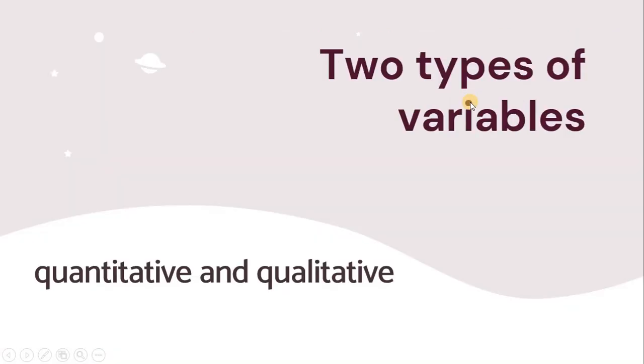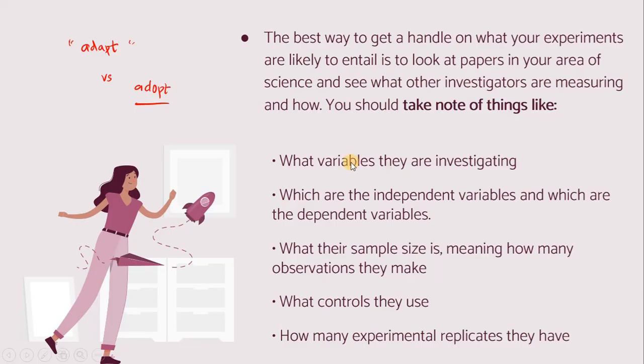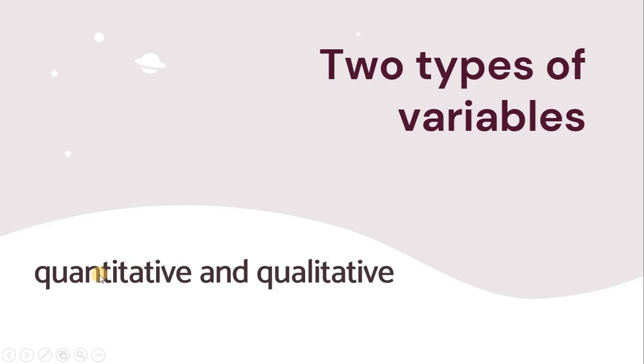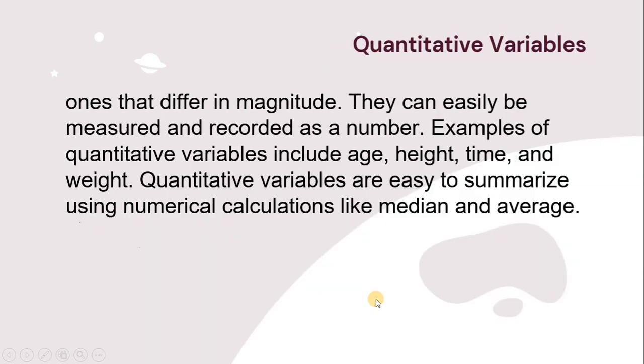Okay, there are two types of variables. Because we are talking about variables in this part, there are two types: the quantitative and the qualitative variables. Quantity versus quality. Quantitative variables are the ones that differ in magnitude, so they can easily be measured and recorded as a number. Examples of these variables are age, height, time, and weight.